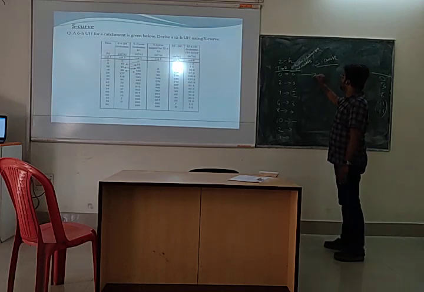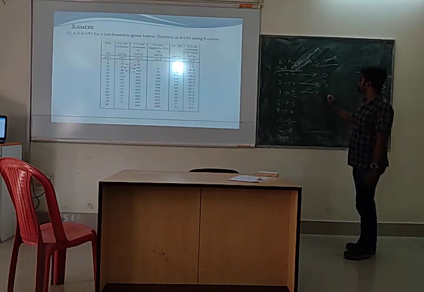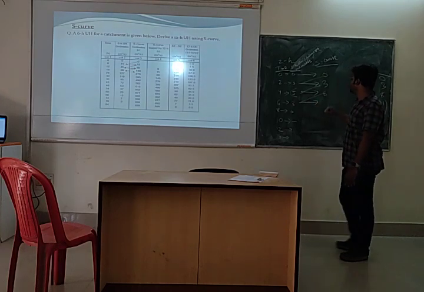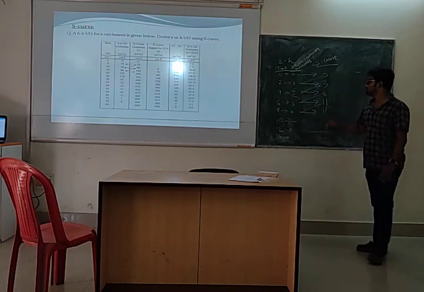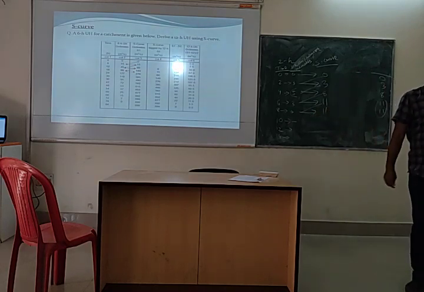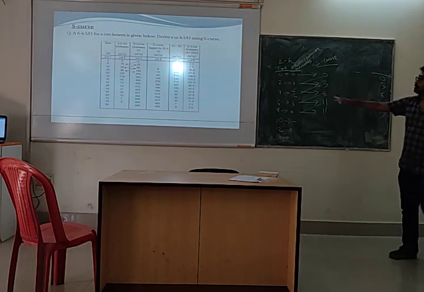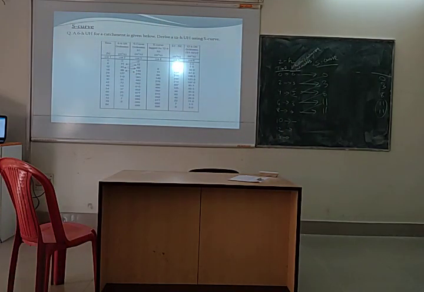So 0 plus 3 is equal to 3. 3 plus 5 is equal to 8. 8 plus 3 is equal to 11. 11 plus 0 is equal to 11, and so on. So we are getting the same value in the same manner. The simplest one, right? But one condition.